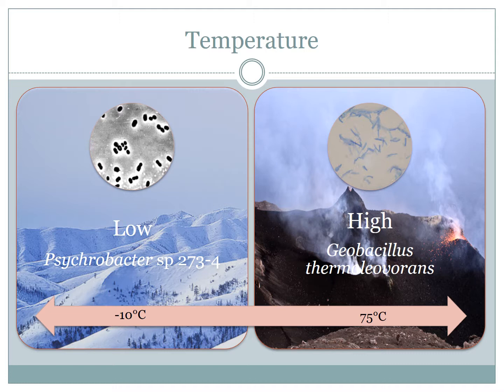So looking at the low side, the -10, this is from a permafrost that they think is between 20 and 40,000 years old in Kolyma, Siberia. So this Microbacter species 273-4 was found in a soil profile and was existing at -10 degrees Celsius.